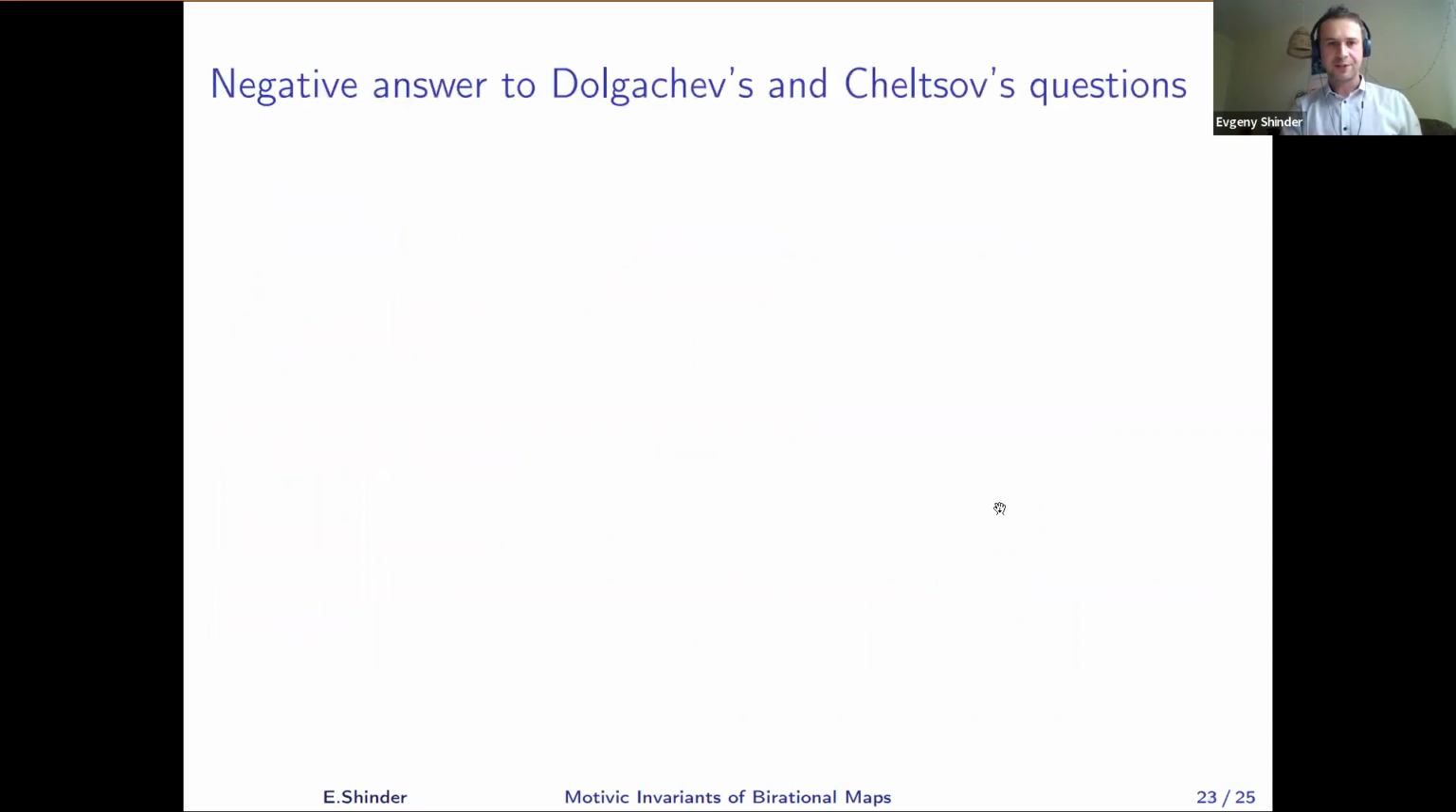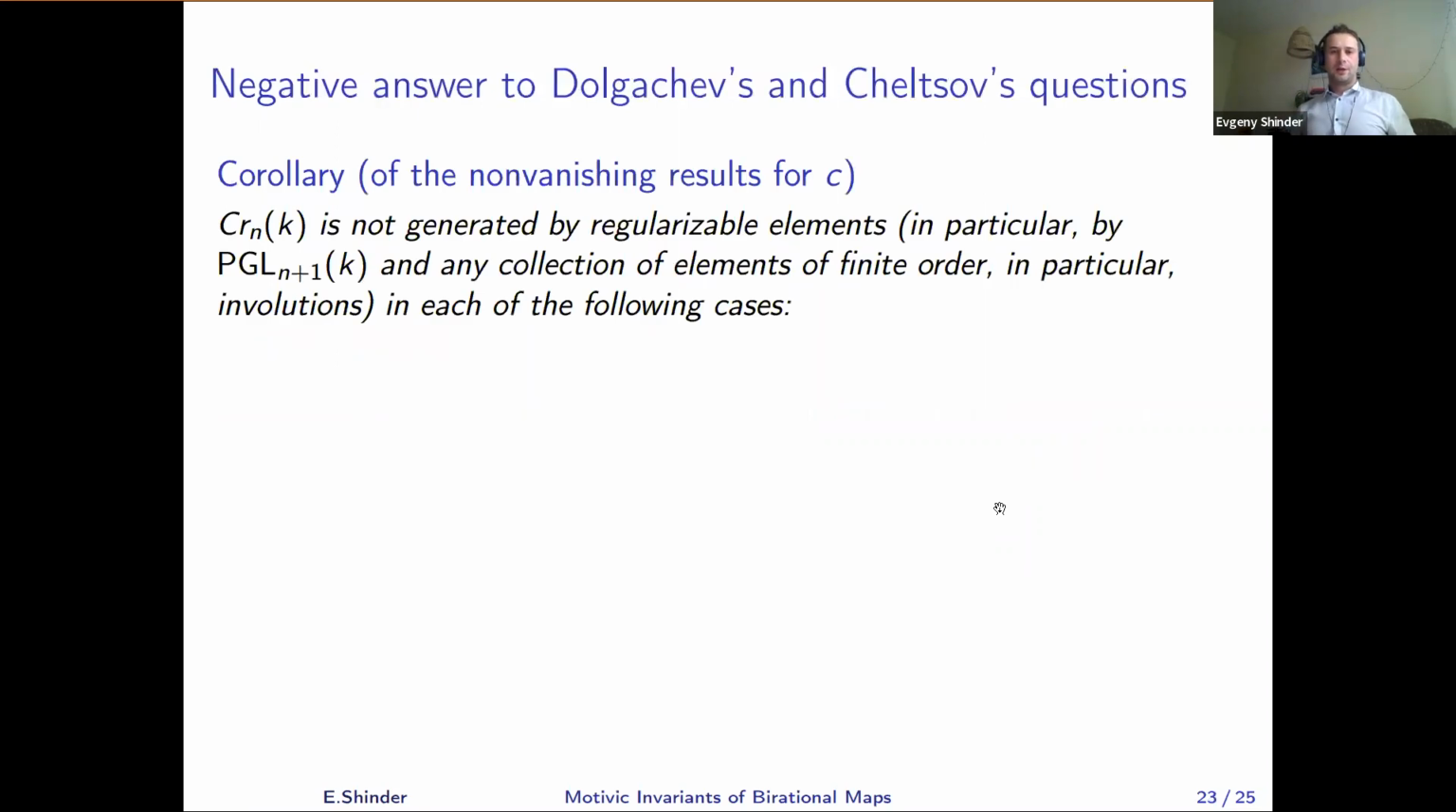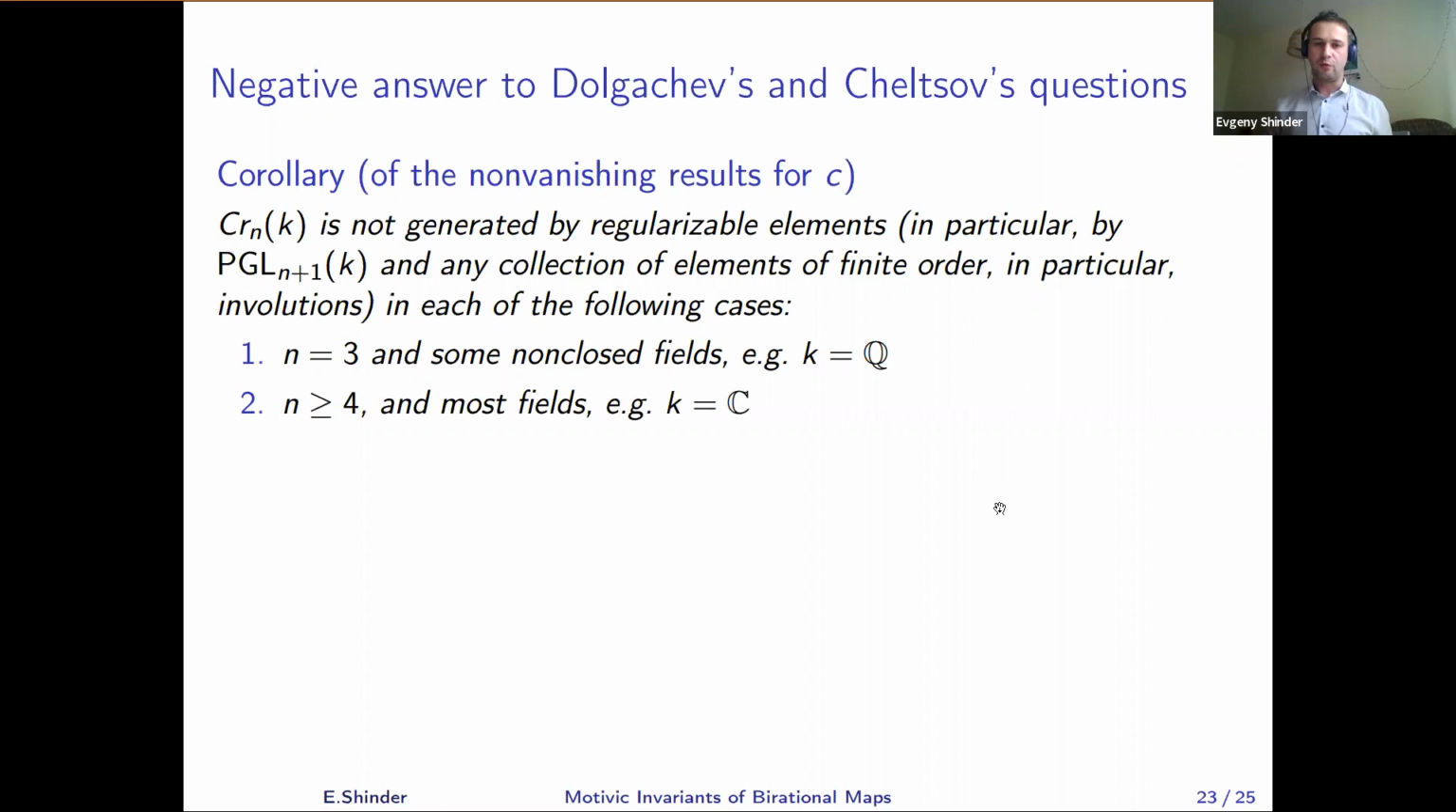So as a result of the invariance, everything is answered negatively. In the cases I have introduced, so I'll list them below, Cremona is not generated by elements of finite order or PGL_{n+1}, and elements of finite order or regularizable elements or involutions. So none of these in each of the cases I was talking about earlier. So either n equals 3 and some small fields, such as any number field, or n starting from 4 and big fields, for example, complex numbers.